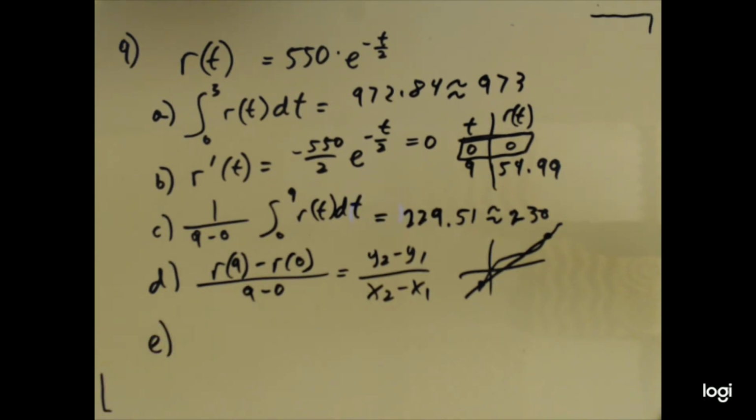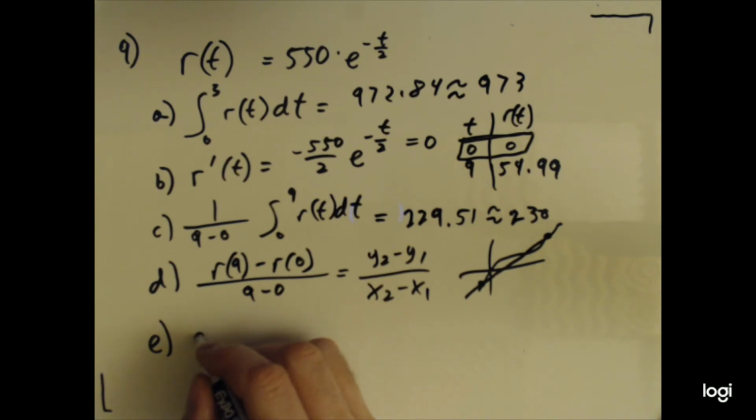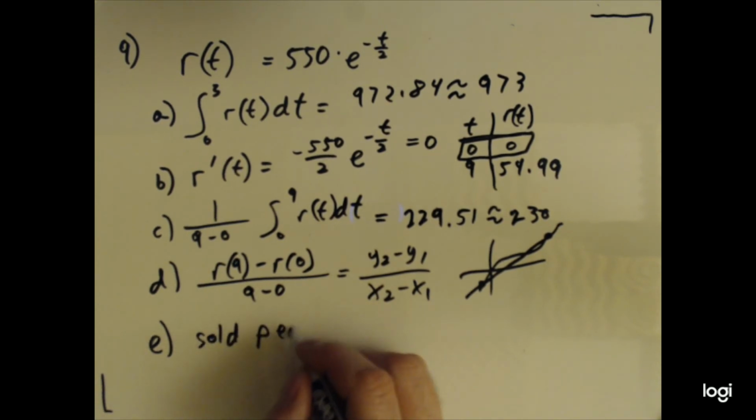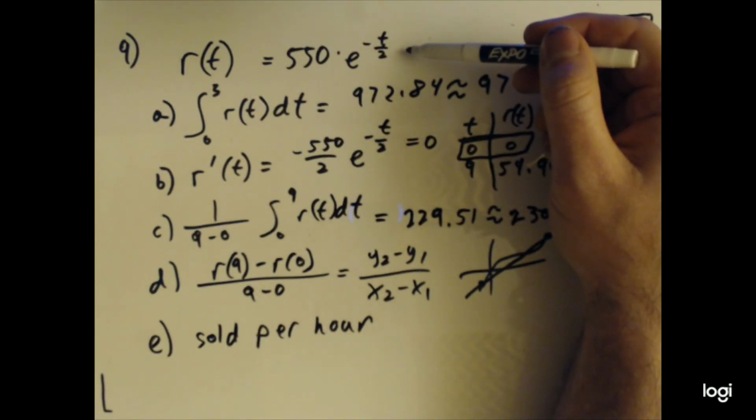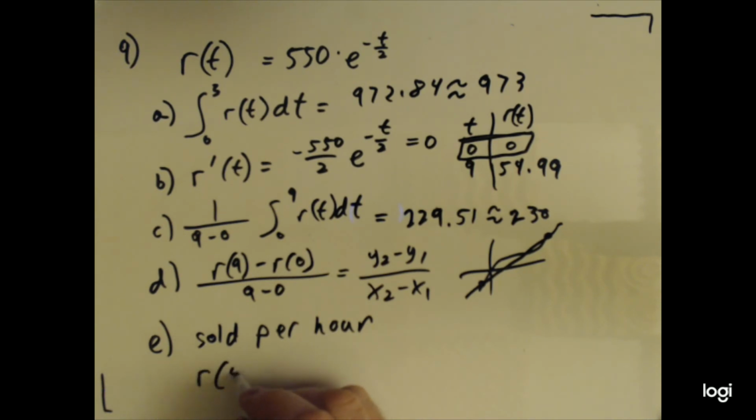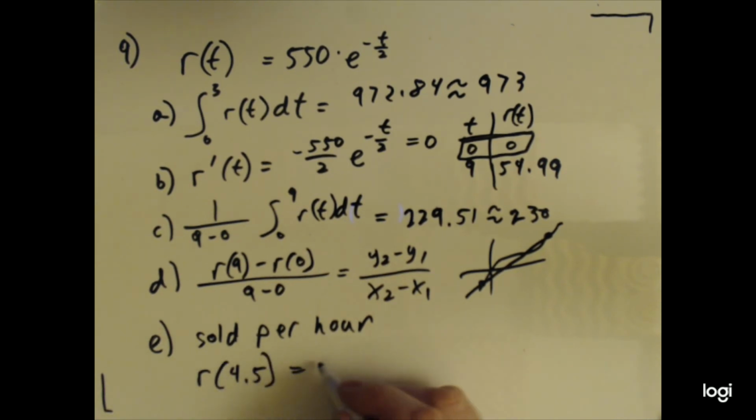How many tickets were sold at 4:30 p.m.? You're going to think that this is going to be really hard, but it's not. They say how many tickets were being sold per hour. The key here is sold per hour. They're asking for a rate of ticket sales. This function here gives you a rate of ticket sales. So literally all you're doing is R of 4.5, which equals 261. And there you go. This is not a hard problem, but you're going to have to do it a bunch of times. So that is number 9.